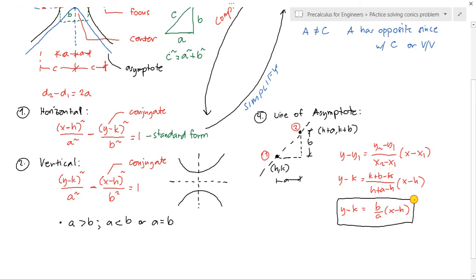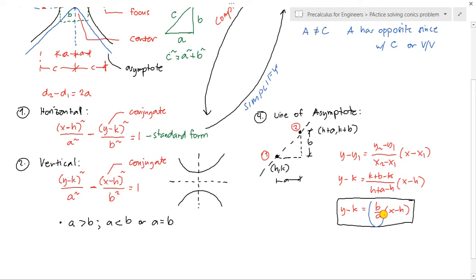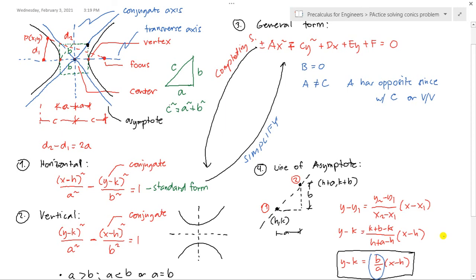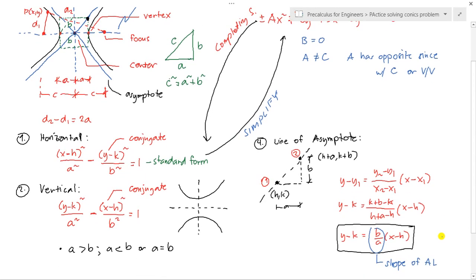Now b over a here represents the slope of our asymptote. That is the ratio of the length of the transverse axis and the length of the conjugate axis. So the slope of the asymptotic line. So marami ning upat class. Wala na lang ang latus rectum. So walay latus rectum ang hyperbola. Ang latus rectum ma-apply na siya sa ellipse ug sa parabola.